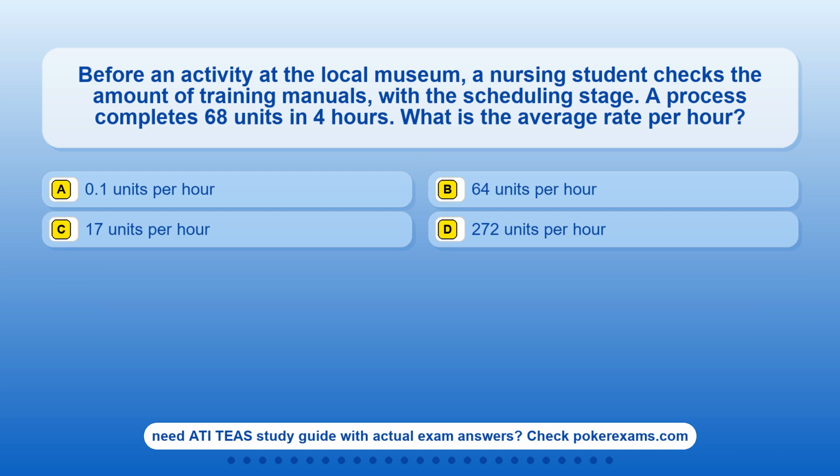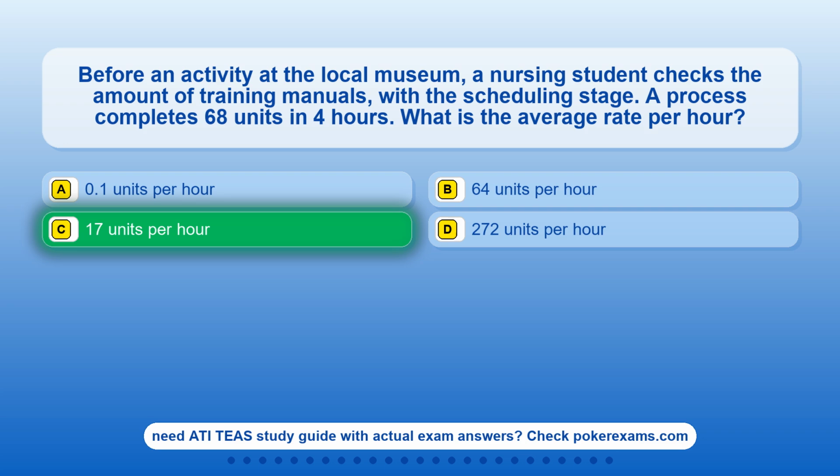Before an activity at the local museum, a nursing student checks the amount of training manuals, with the scheduling stage. A process completes 68 units in 4 hours. What is the average rate per hour? Option A is 0.1 units per hour. Option B is 64 units per hour. Option C, 17 units per hour. Option D, 272 units per hour. The correct answer is option C, 17 units per hour.